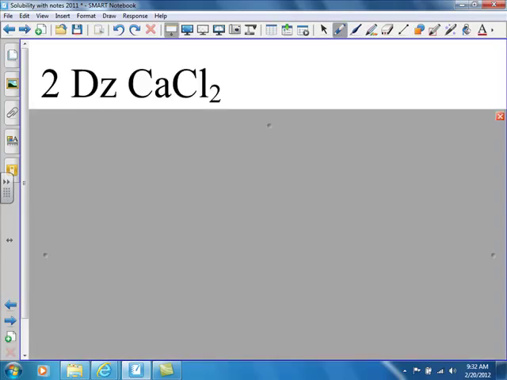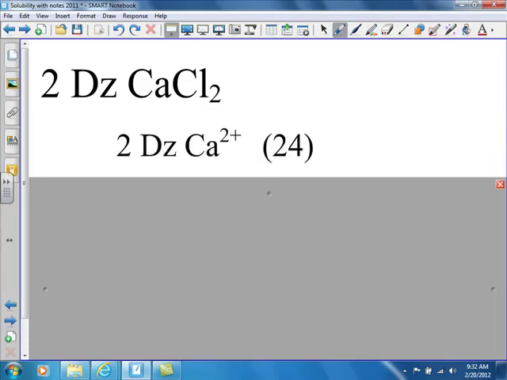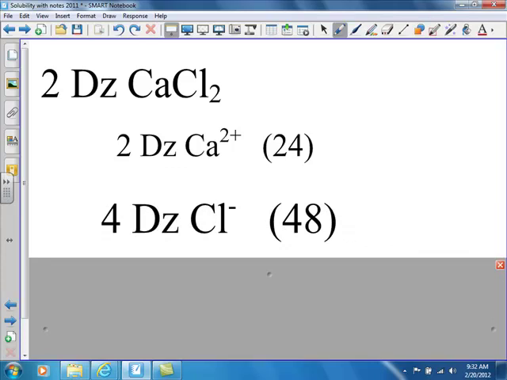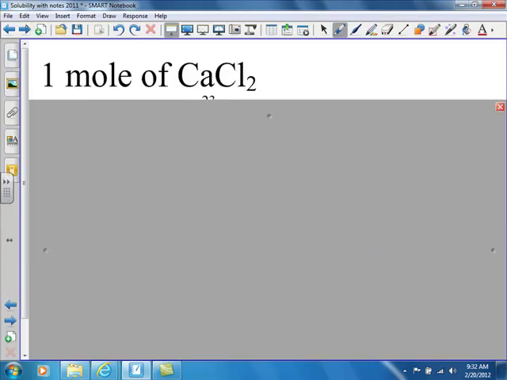Well, what if I had 24 calcium chlorides? Okay, how many calciums would I get? And hopefully you would say 24 calciums, which is 24. And how many chlorides would I get? And hopefully you would say 4 dozen, which is 48. And hopefully you understand where I'm going with this.